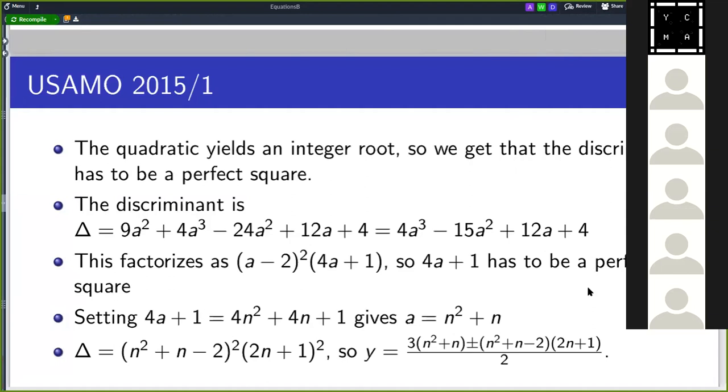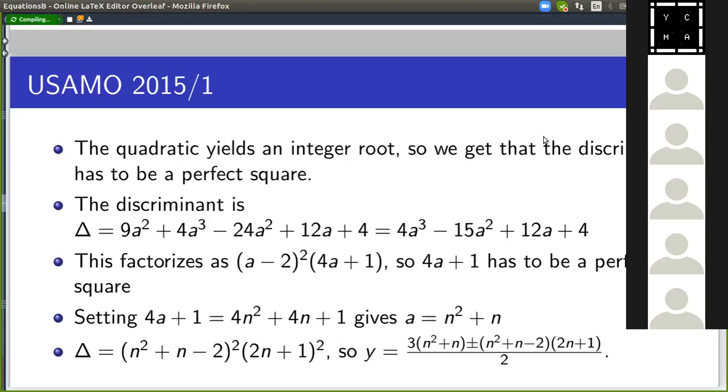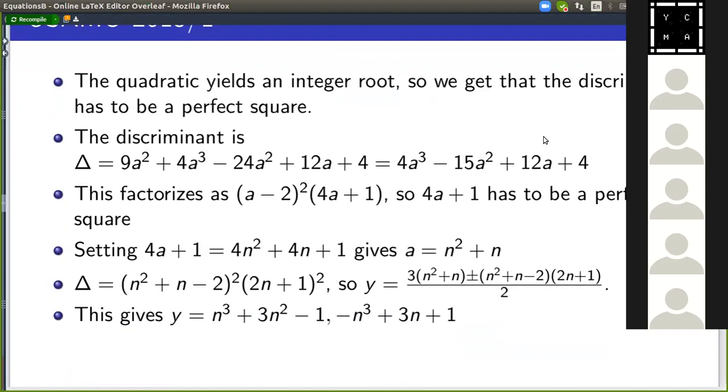And note that throughout this entire process, we haven't lost any information because when we made our substitution equals a, we still had all the information, and now we have that 4a plus 1 has to be a perfect square. So this is the only possible form of a, n squared plus n. So this means that when we find our solutions, these are going to be the only solutions for y, and the only solutions for y are y equals n cubed plus 3n squared minus 1, and negative n cubed plus 3n plus 1.